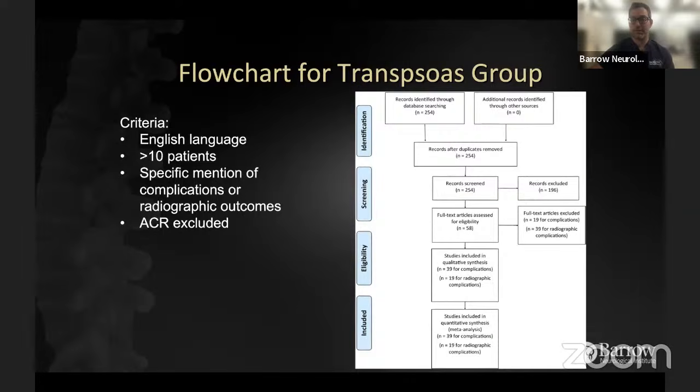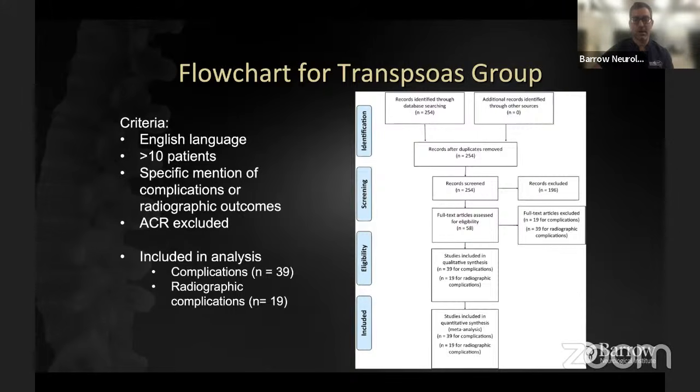Again, for the trans-psoas studies, out of an initial 254 identified, same inclusion criteria. We actually excluded ACR from these studies, and came up with 39 papers for complications and 19 for radiographic.